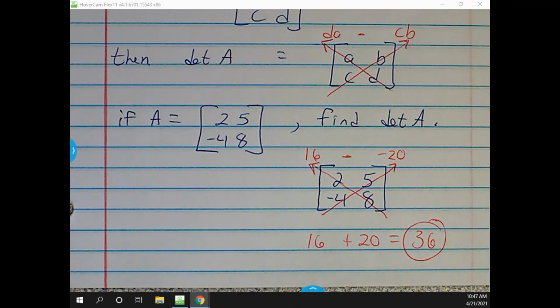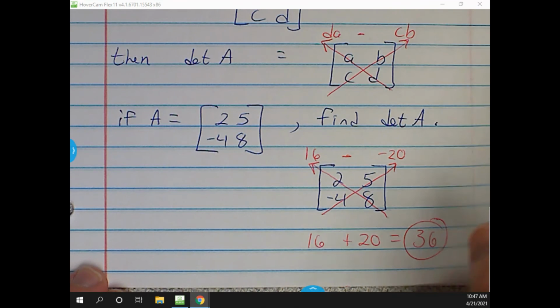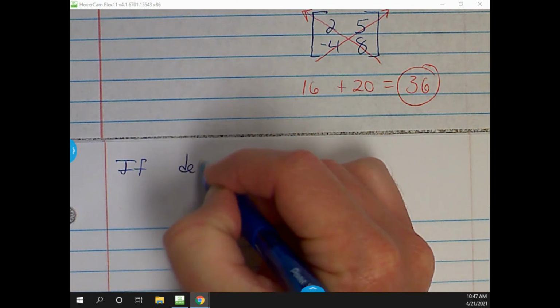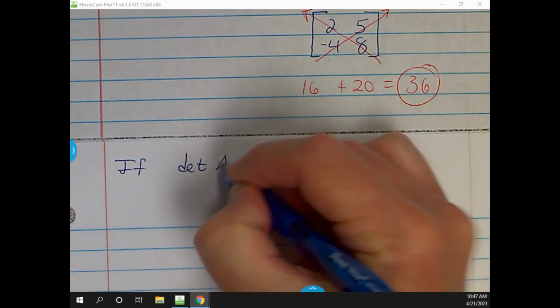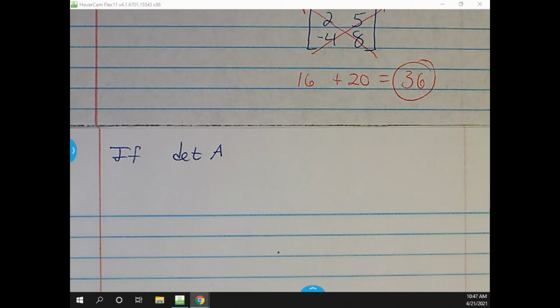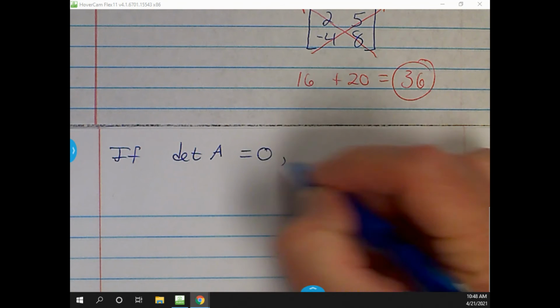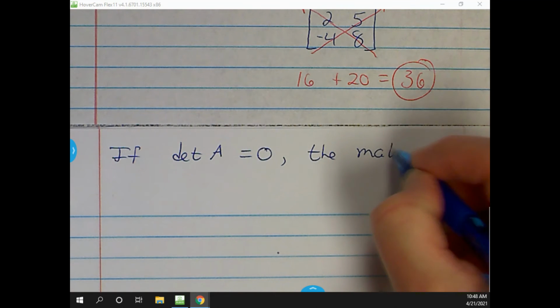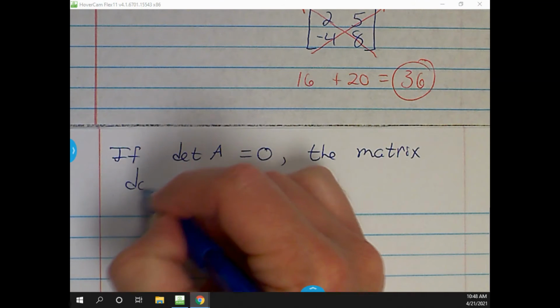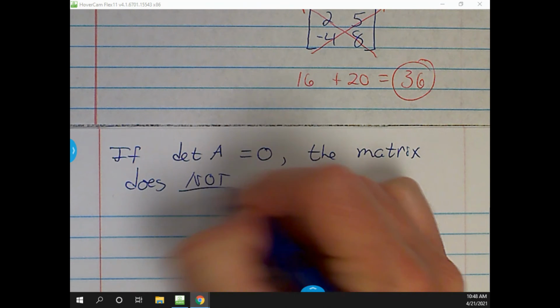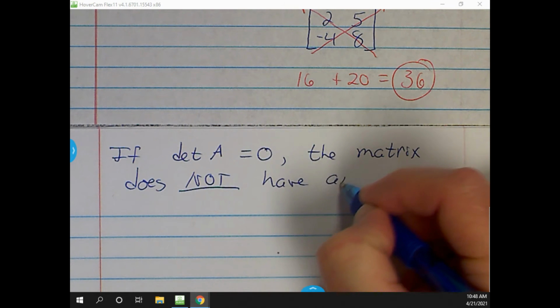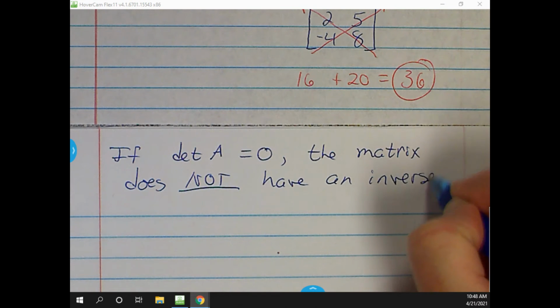All right, now the one thing they like to add on to that is, if we're doing these determinants, whether it's a 2 by 2 matrix or a 3 by 3, one little thing we can add is that if the determinant of a matrix, we're doing determinant A here, but it doesn't matter what you call it, anytime you do the determinant of a matrix, if it equals 0, the matrix does not have an inverse.